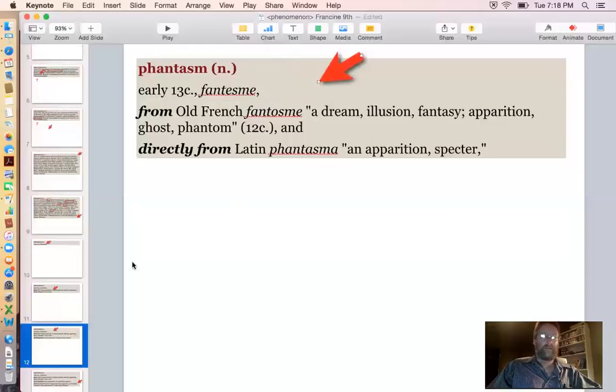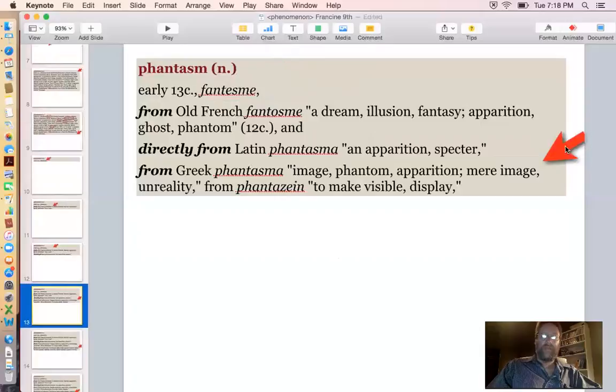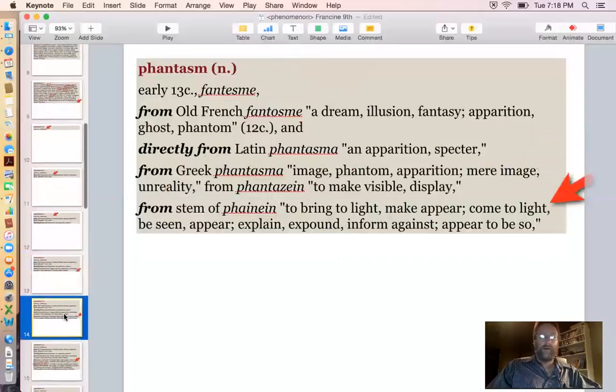Apparition, specter, that lines up with my idea of phantasm, with the ghost kind of image that I had. And then we go farther back into the Greek that grows into the Latin. And here we have image, phantom, apparition, unreality, and we keep going. That Greek came from the stem, I don't know how to say this, but I'll say it anyways, phanian, to bring light, to make appear, to come to light.